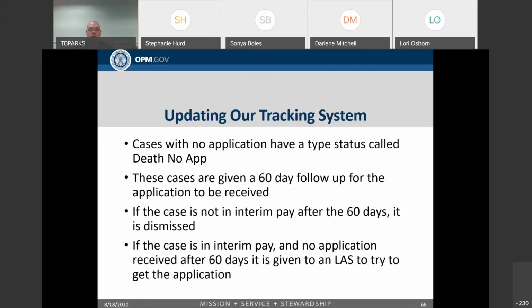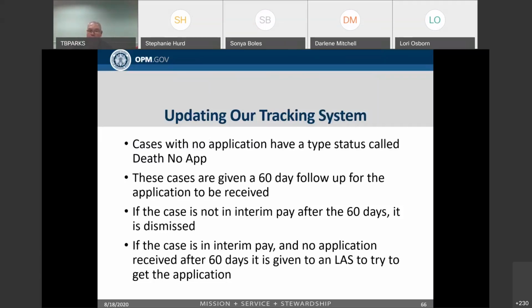Cases with no application have a type status that's called Death No App. Our tracking system has a field that we can put information in, so we would put Death No App in there. That way, anybody that looks in the system would be able to see that. These cases are given a 60-day follow-up for the application to be received. If the case is not in interim pay after 60 days, it is dismissed.